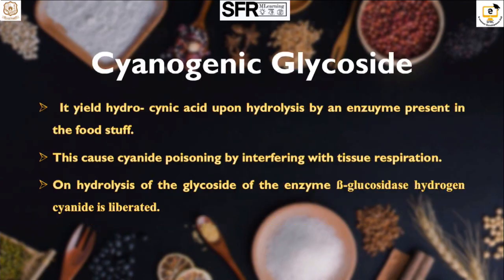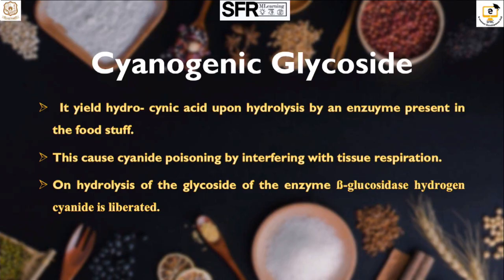The next one is cyanogenic glycoside. Cyanogenic glycoside causes cyanide poisoning by interfering with tissue respiration. On hydrolysis of the glycoside by the enzyme beta-glucosidase, hydrogen cyanide is liberated. Many legumes, except lima beans, contain cyanide within the safe limit.